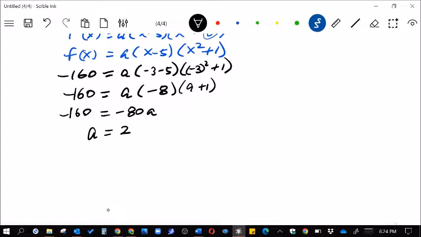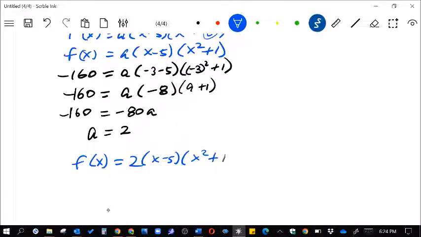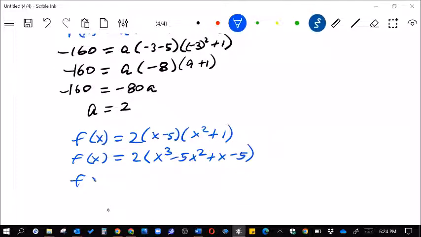So now that we have a 2, now we can actually work out the rest of it. So the function of x is equal to 2 times x minus 5. And we already figured out it's x squared plus 1. So the function of x is equal to 2 times, and x times x squared is x cubed minus 5x squared plus x minus 5. And then we'll multiply the 2 into it. It's 2x cubed minus 10x squared plus 2x minus 10.